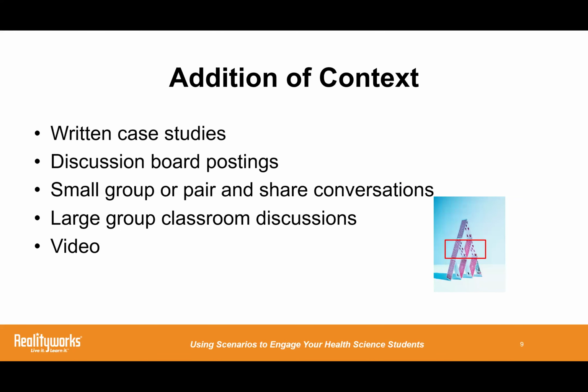Once we have established that our students know certain facts, then we can ask them to begin to apply those facts to real-life situations. We can do this by adding context to our class activities. How do we do this? Some examples could include written case studies, discussion board postings, small group or parent share conversations, and large group discussions. But you really can get creative here. For example, you could post a video on your class website that students need to respond to. You can ask that they upload a video response to a scenario. Let your creativity show through here and feel free to try new things.